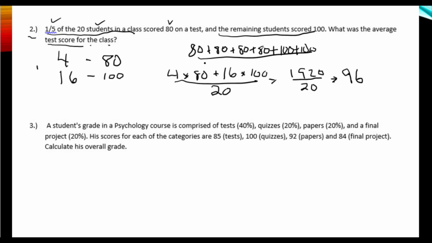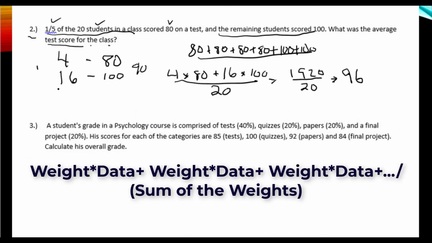So notice how it's weighted towards 100, right? It's not in the middle. The middle between 80 and 100 would be 90. But it's way closer to 100 because way more students scored really well. So now you can also look at this as the weight times the data plus the weight times the data plus the weight times the data divided by the sum of the weights.